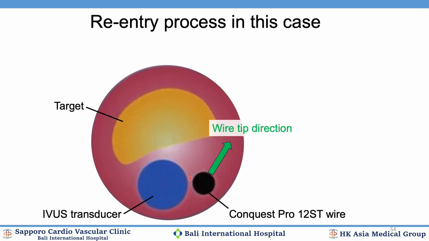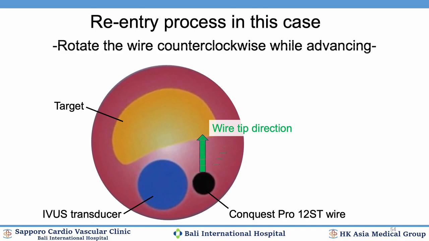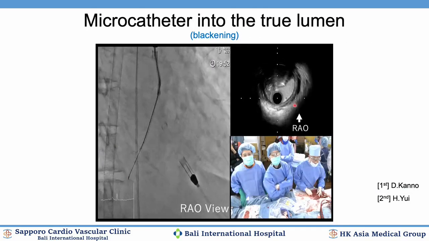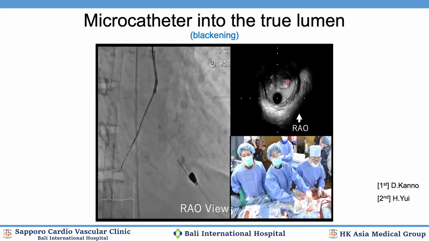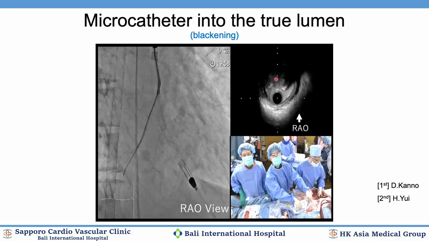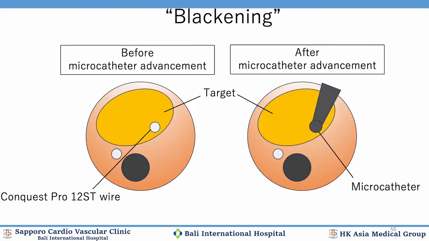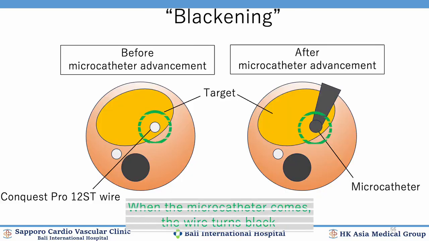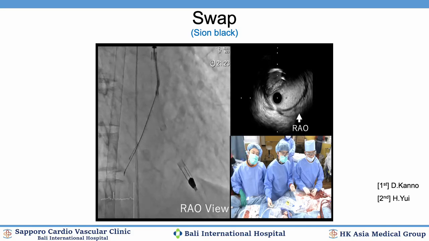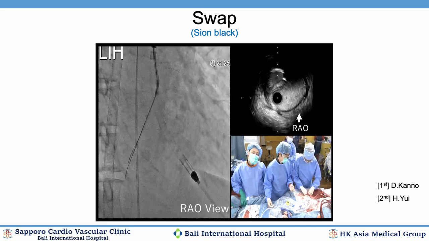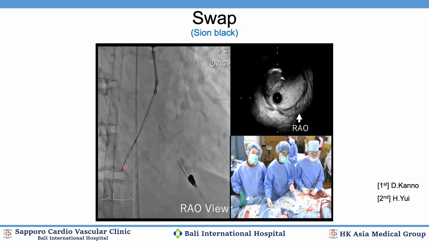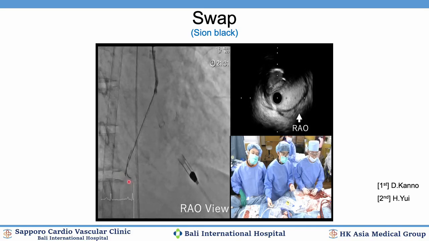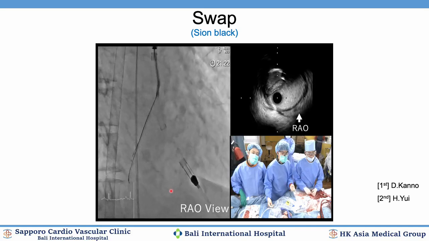Next step, wire tip, then counterclockwise, then get to the reentry. Then you see this is the shaft, then blackout. Okay, blackout here. It means the Corsair comes here. Then swap. Okay, comes the microcatheter. Then swap. Sion Black. Wire easily to close these two lumens, like using a Stingray.